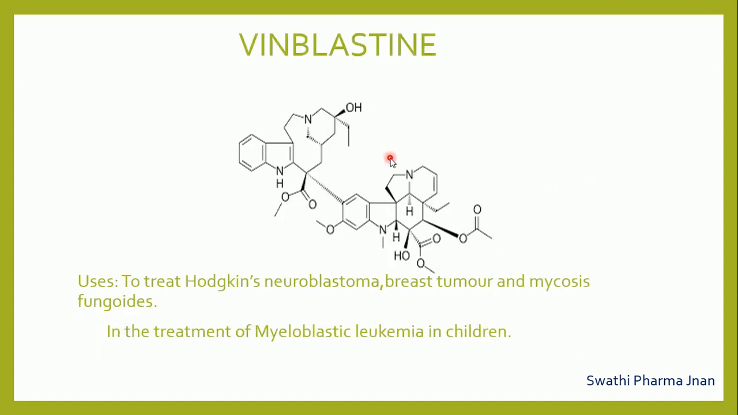The next two plant products, which are very popular for the treatment of cancer, are vinblastine and vincristine. For the vinblastine and vincristine structures, we have to remember the basic nucleus is indole. So indole is the basic nucleus. What is indole? A phenyl ring attached to a pyrrole ring is called an indole ring. So that indole ring is the basic nucleus in vinblastine and also in vincristine.